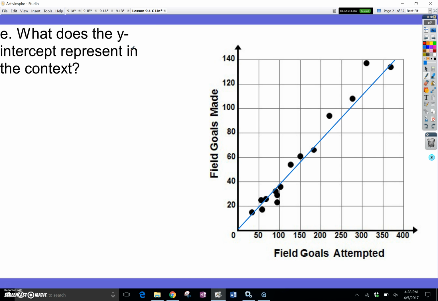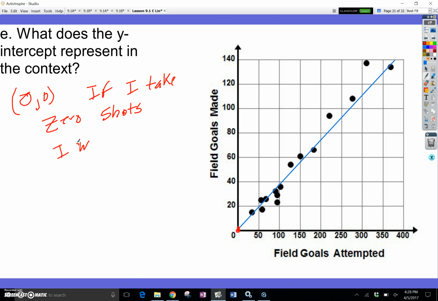So what does the y-intercept represent in this context? Right here, it's right here at 0, 0, and it just means, so the point is 0, 0, that just means if I take 0 shots, I will score 0 points. That makes sense. If you don't take any shots, you're not going to get any points.